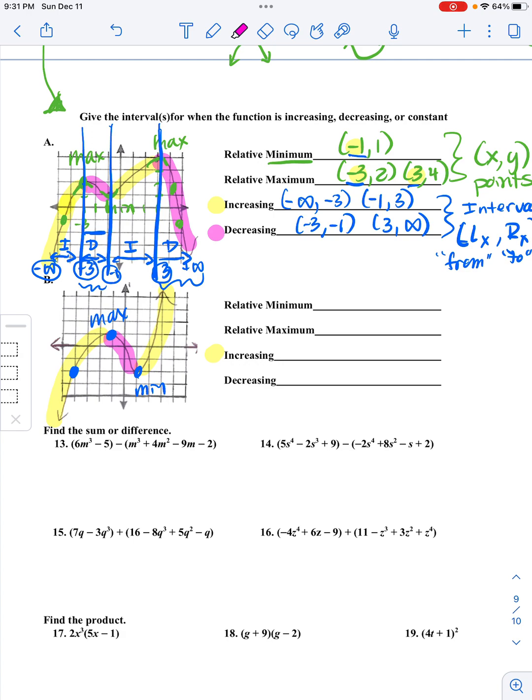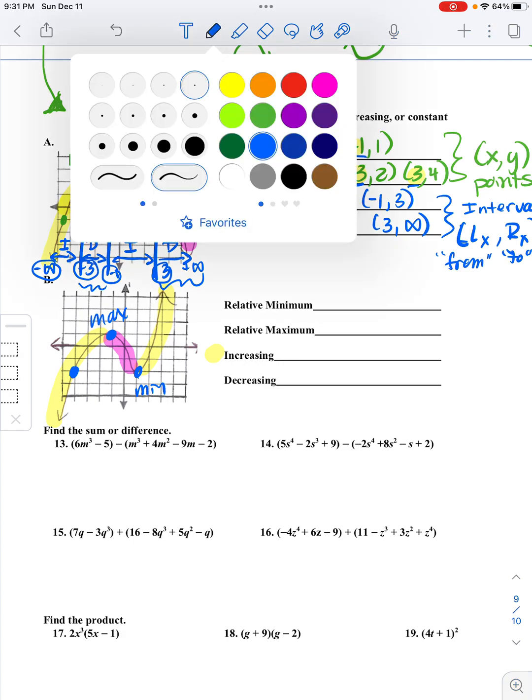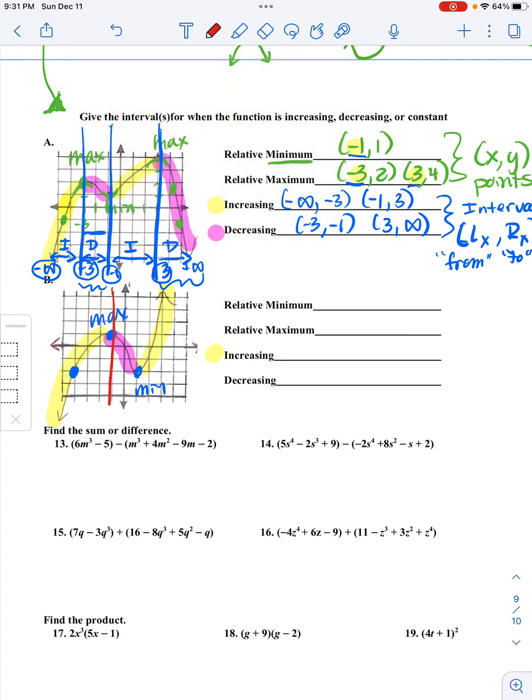Max and mins are only at places where it changes direction. So here and here. So my minimum is at over 1 down 2, it looks like. And my maximum, it looks like, is back 1, up 1. I'm like a lot confused about why this is down here. So anyway, we'll go with that.